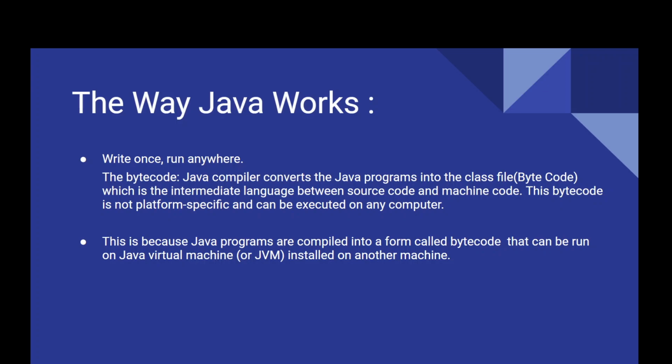So Java compiler, it converts the Java program into the class file, which is the intermediate language between source code and machine code. This bytecode is not platform specific and it can be executed on any computer. So it is executed by the JVM, that is a Java virtual machine that is installed on another machine.